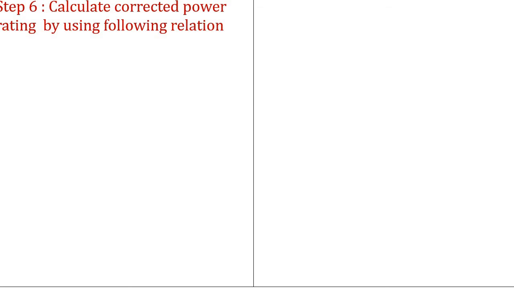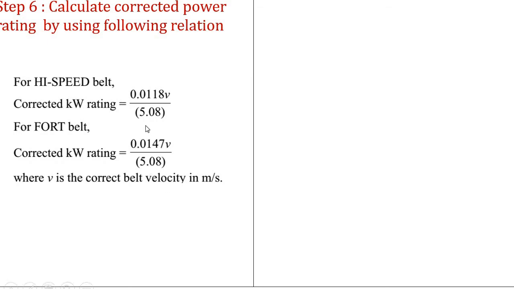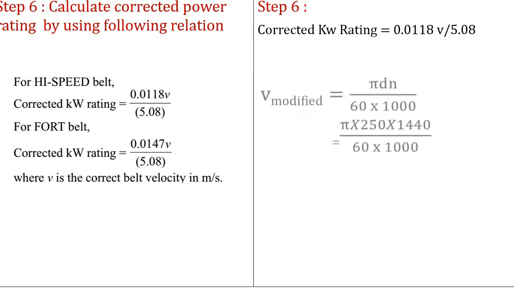Now step number 6, calculate corrected power rating by using the following relation. There are two belt systems, high speed belt system and four belt system. For our application we are going to use the high speed belt system because we are using the belt in a compressor which runs at high speed. Corrected Kw rating equals 0.0118 V divided by 5.08.